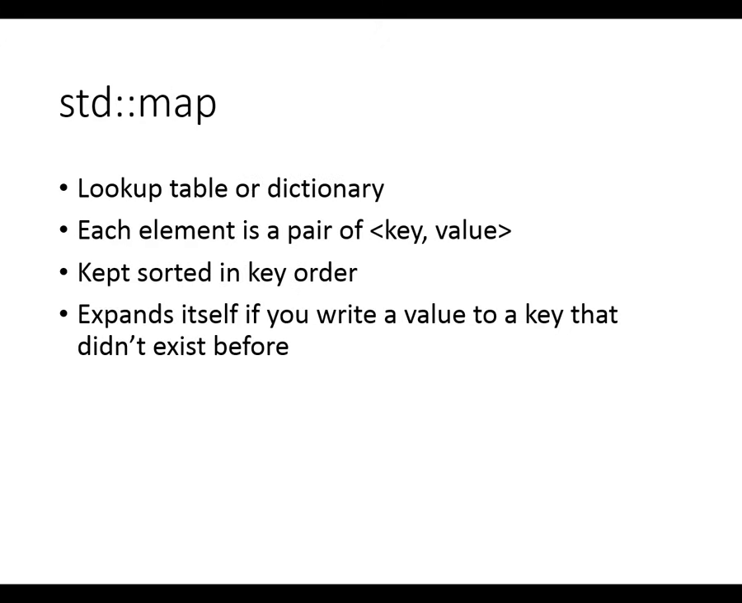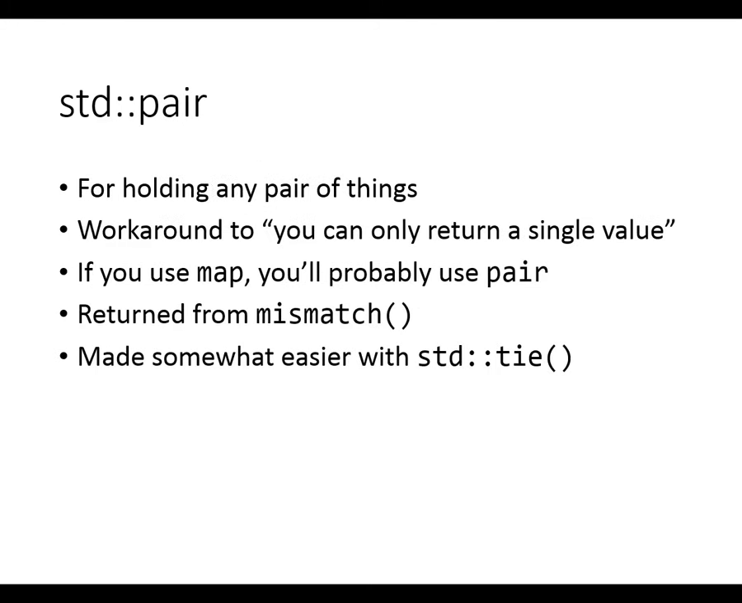So std::map is a lookup table, dictionary. Different people have different words for it. It holds a collection of key value pairs, and it's kept sorted in key order. So you can ask, hey, what's the value that belongs to this particular key, whether that's an integer or a string or whatever you want to use as your key. And if you say, here is the value for a particular key that wasn't in there before, the map conveniently makes itself bigger, makes room for this new entry. And each entry is a std::pair.